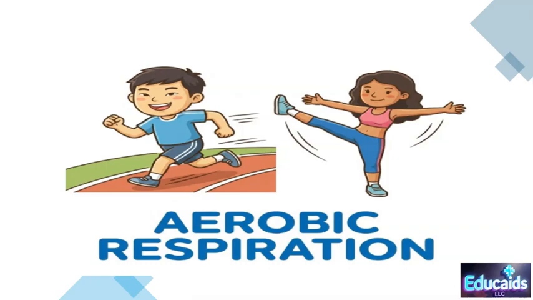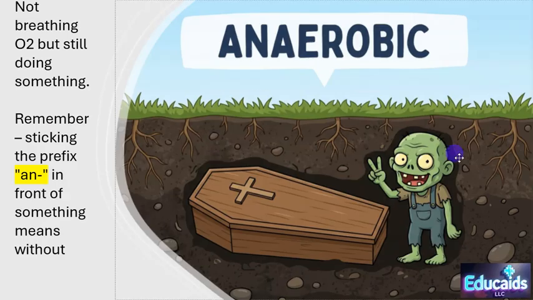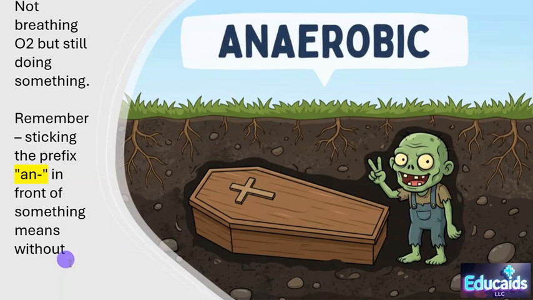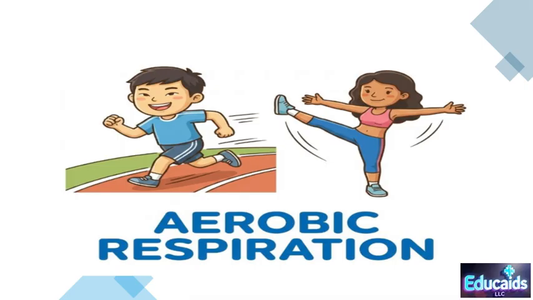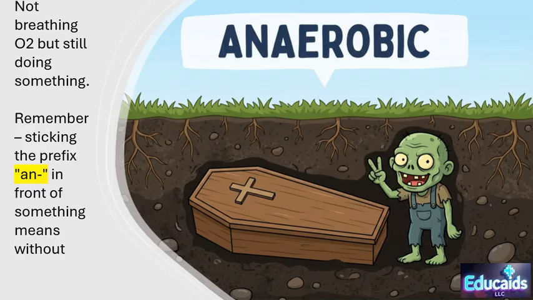How do you keep it separate in your mind? So aerobic respiration, well, you need oxygen to work out and do stuff. Okay, that makes sense. Anaerobic means you don't have oxygen. You're still doing a little something, usually not up to any good, and you don't have air. So not breathing O2, but still doing something. Remember, students, anytime you stick the prefix AN in front of something, it means without. So this literally means without oxygen. This is with oxygen. This is without.